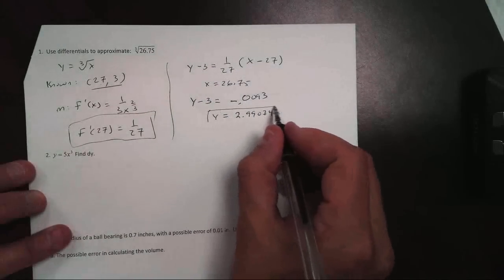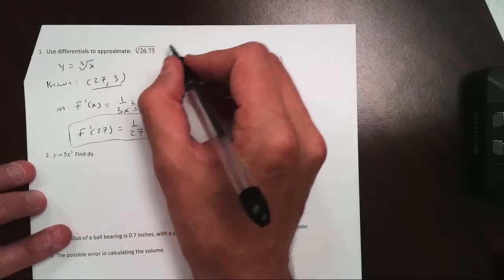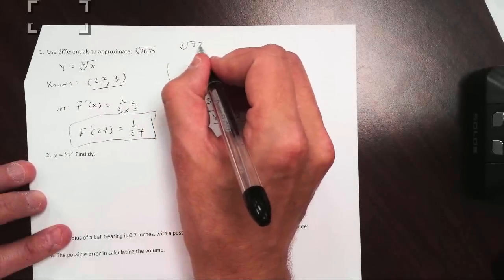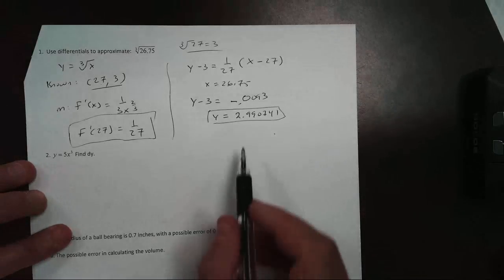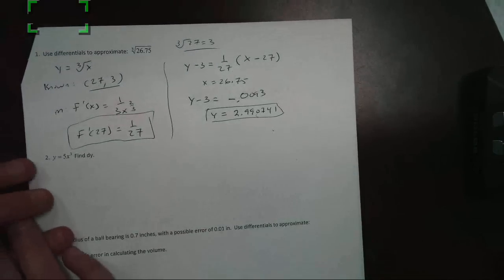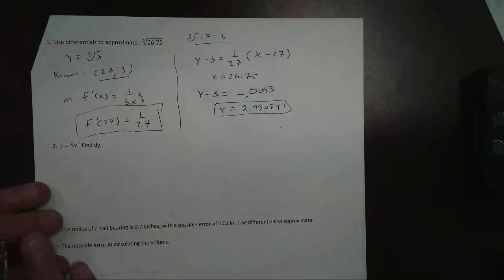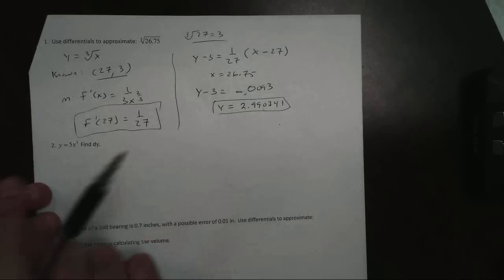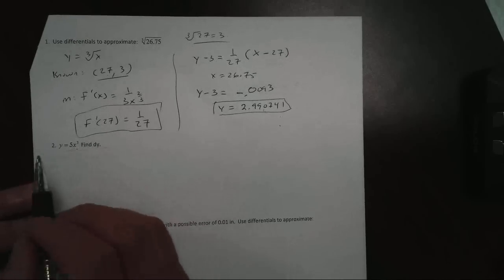Now, if we had just gone with a normal approximation, we probably would have guessed about the cube root of 27, which is 3, which is much further off than what our approximation gives, and that's what tangent lines do for us.